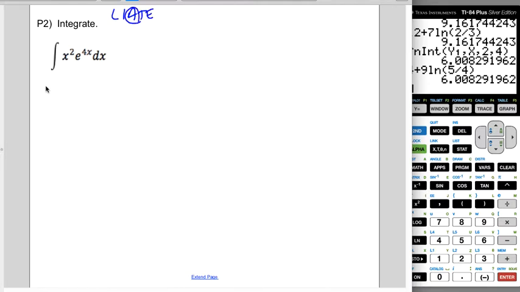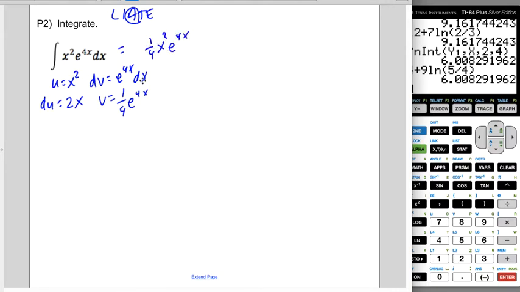So my u is x squared, which means my dv is the e to the 4x dx. du is 2x. V is 1/4 e to the 4x. Because again, when I integrate an e to the 4x, it's the opposite of chain rule. Instead of multiplying by 4 every time, I have to divide by 4. So I'm going to get that this is uv, which is going to be 1/4 x squared e to the 4x, right? That's my uv.